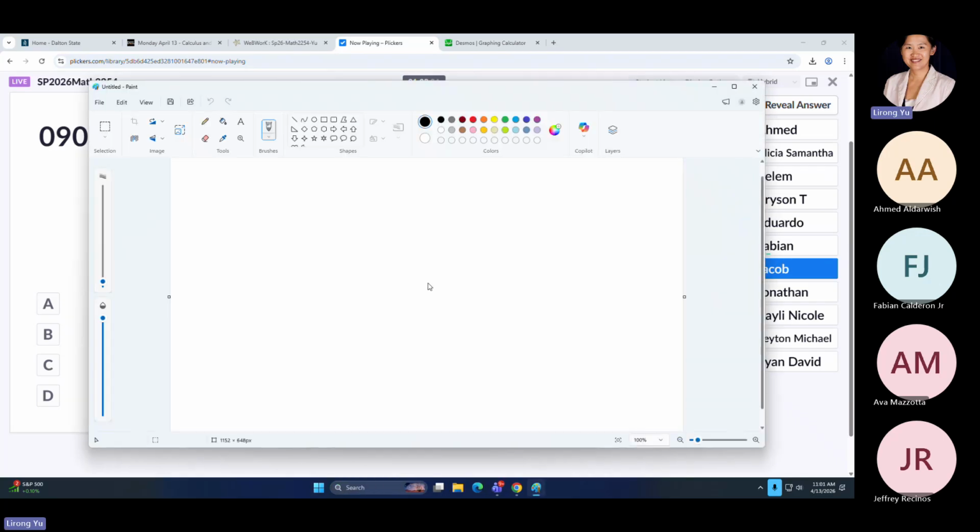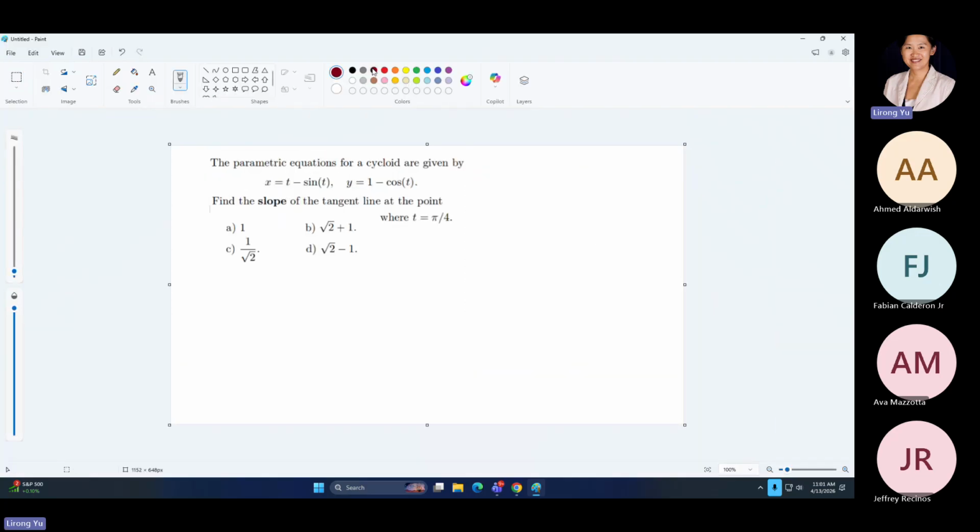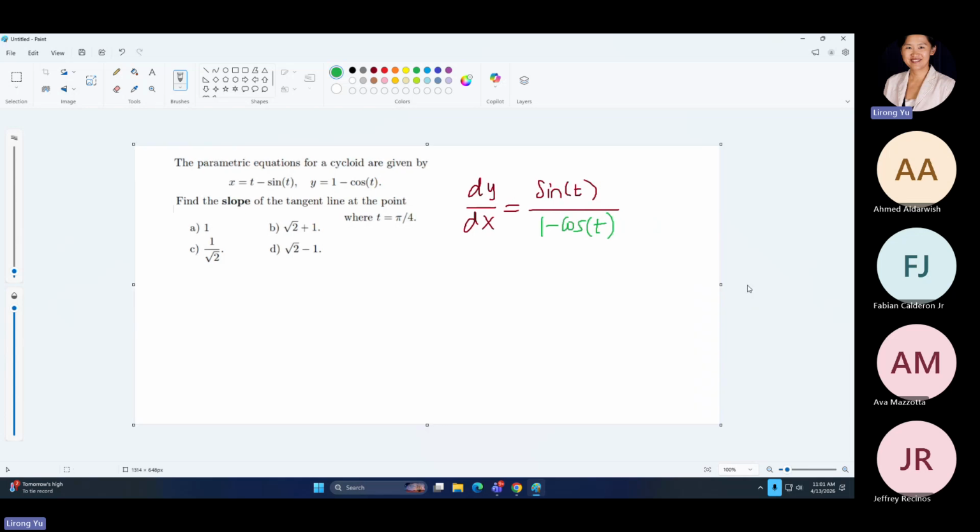Calculation. So first you would derive the formula for the derivative, dy/dx. You find the derivative of y, which is sine t. The derivative of cosine is negative sine t, but there's a negative cosine, so the derivative is sine t. And the derivative of the denominator, the derivative of x, will be 1 minus cosine t. So we find the derivative of each separately: the derivative of y divided by the derivative of x, and that's our function.